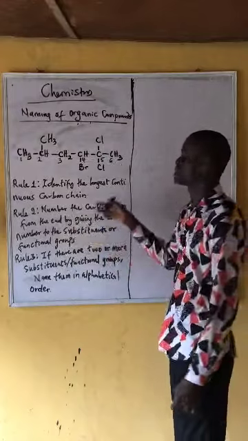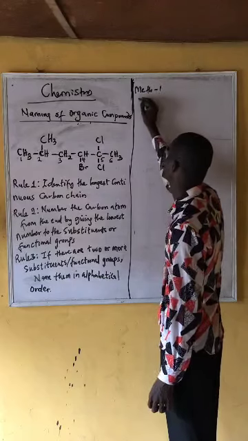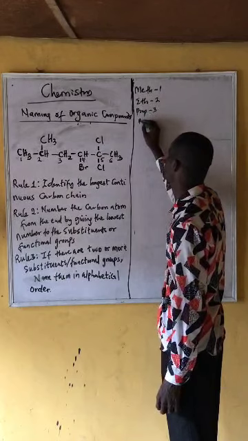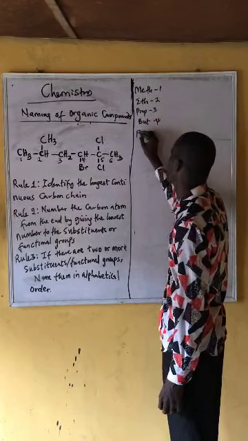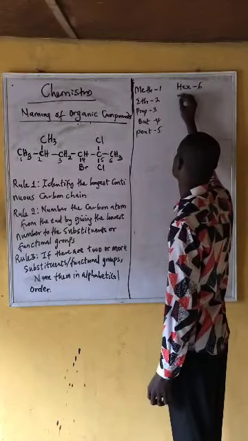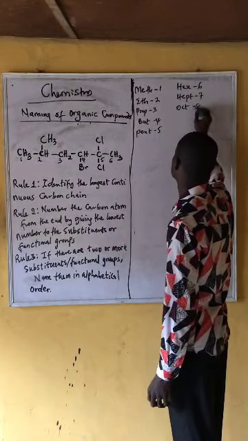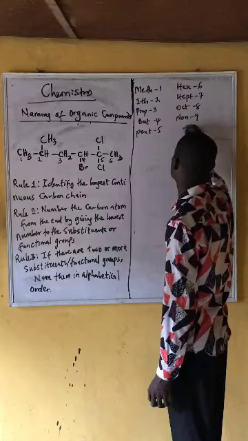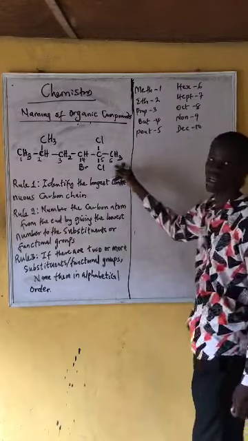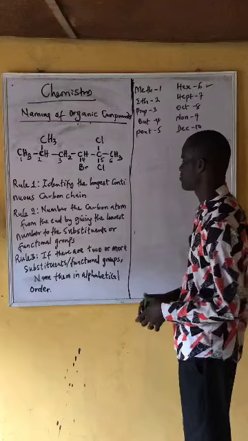And how do we even know the parent name if there are 6 carbon? Look at how we identify the parent name. 1 is called meth, 2 is eth, 3 is prop, 4 is but, 5 is pent, 6 is hex, 7 is hept, 8 is oct, 9 is non, and 10 is dec. So now this is 6 carbon. That means this is hexane. So that has been identified already.